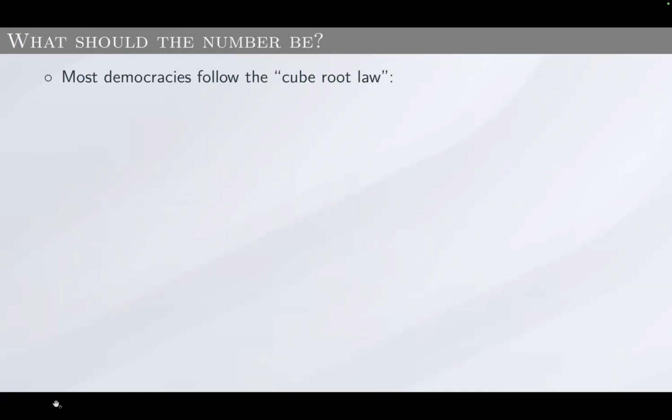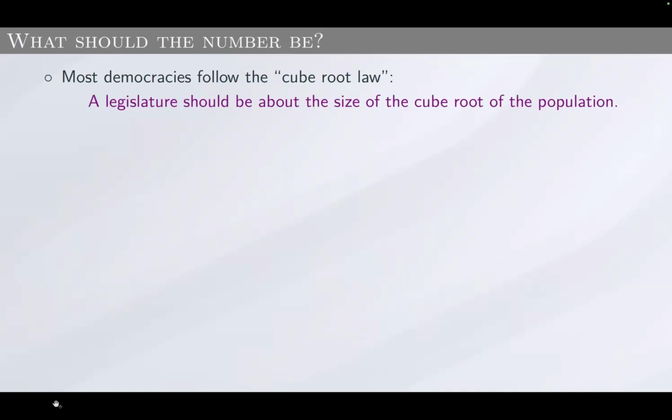So most democracies, if they do it right, they follow what's called the cube root law. This was empirically discovered back in the 70s, and then there was some math that showed why this makes sense. Basically, what the cube root law says is that the legislature should be about the size of the cube root of the population, right? That's kind of the ideal number.